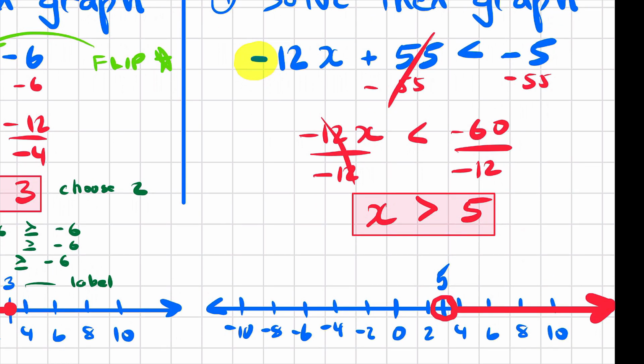5 was not on our number line, so I had to add and label this 5, and then I made an open circle because it's greater than but not equal to 5, and because it's greater than, the arrow goes to the right. Okay, we are done.